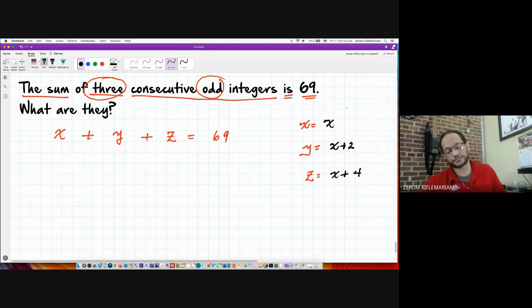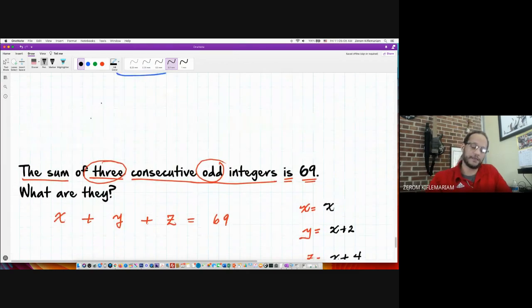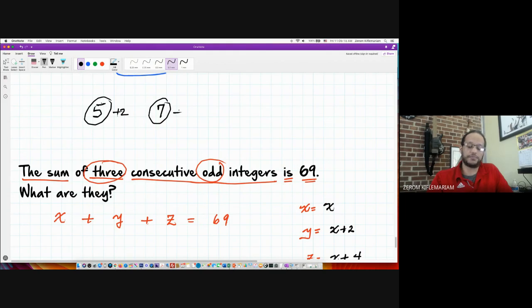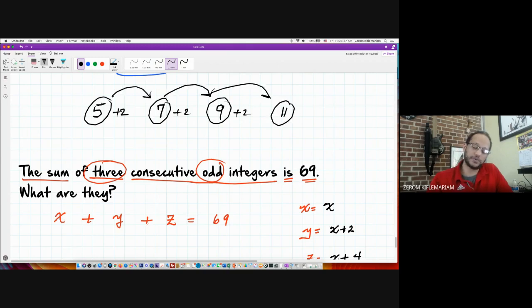Think about it. As an example, 5 is an odd number, the next number will be plus 2. It will be 7. The next number plus 2, it will be 9. The next number plus 2, it will be 11. So from here to here is by 2, by 2, by 2. But in reference to 5, 7 is just plus 2. In reference to 5, 9 is plus 4. In reference to 5, 11 is plus 6, and so on.